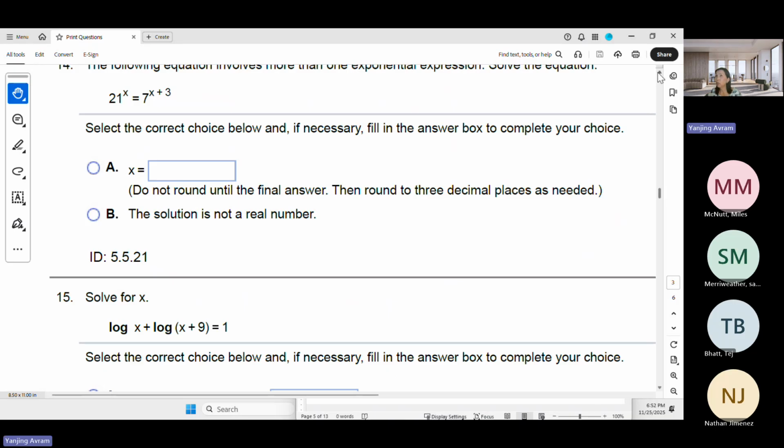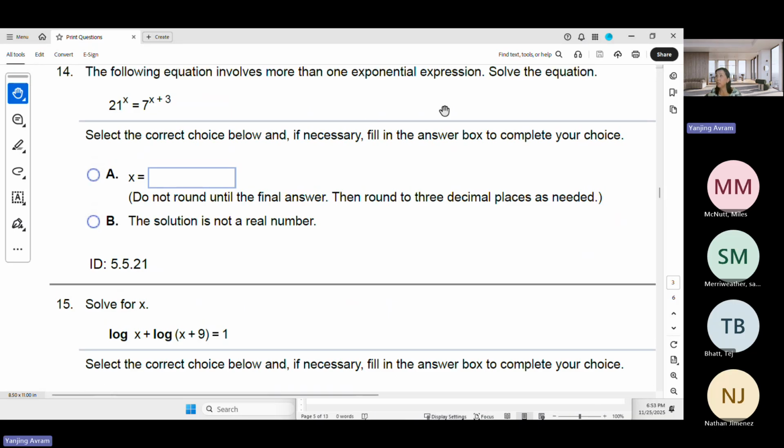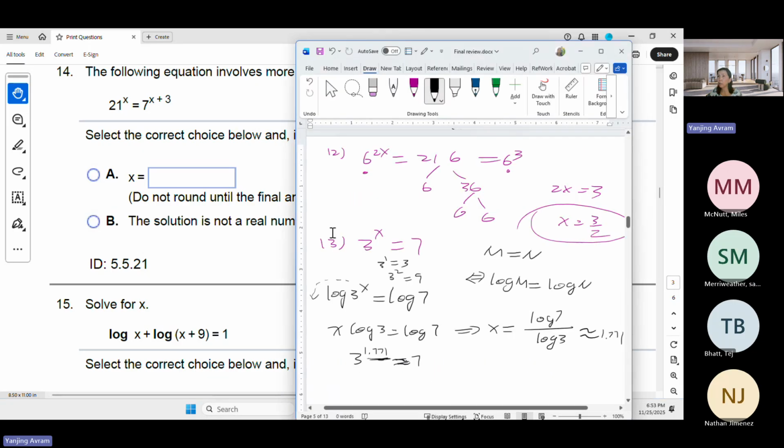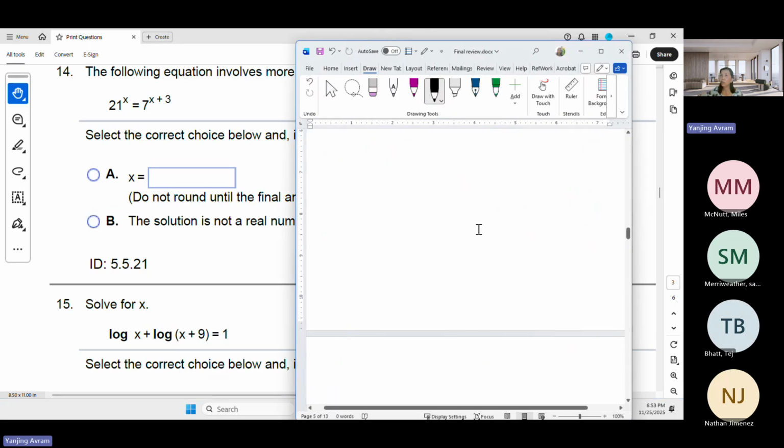All right, so this one is actually very similar. Solve this equation. If I have x on both sides, same thing, actually very similar to this one. I will need to put a log on both sides, or you can put a ln on both sides. It's the same thing. This time, let's do the ln. You put a ln on both sides.